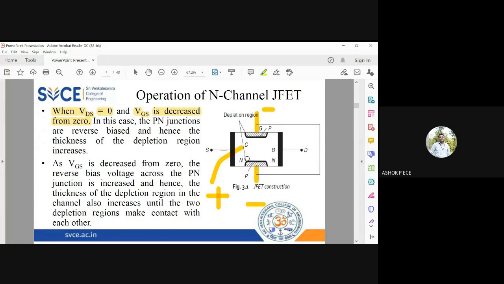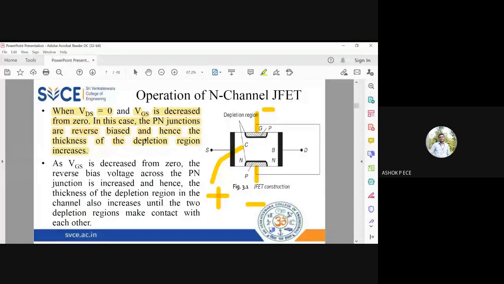N type will have electrons. If I give positive supply, electrons will run away towards the positive supply. What is the condition of a depletion region when you reverse bias a diode? The width will increase or decrease? Increase. The depletion layer width will be increasing. In forward bias, we have seen as you increase the bias, the depletion region width becomes thinner and thinner. At one point, the depletion region just looks like a straight line. When you apply reverse bias to a PN junction, the depletion region width will be increased.